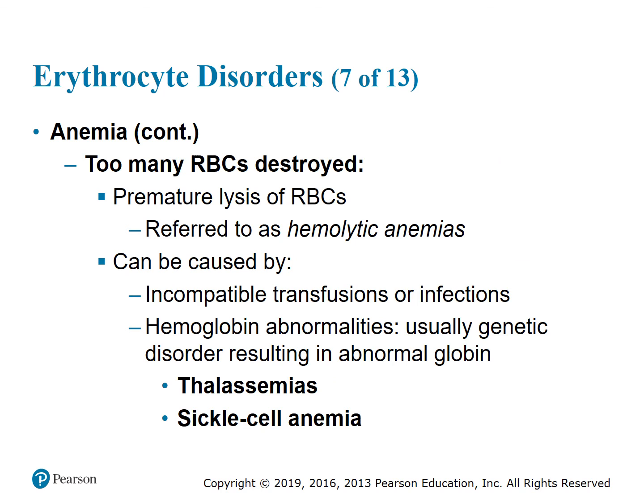The third cause of anemia is too many red blood cells destroyed. So premature lysis of red blood cells, this is referred to as hemolytic anemias. It can be caused by incompatible transfusions or infections, or hemoglobin abnormalities, and this is usually genetic, resulting in abnormal globin. So two examples are thalassemias and sickle cell anemia.